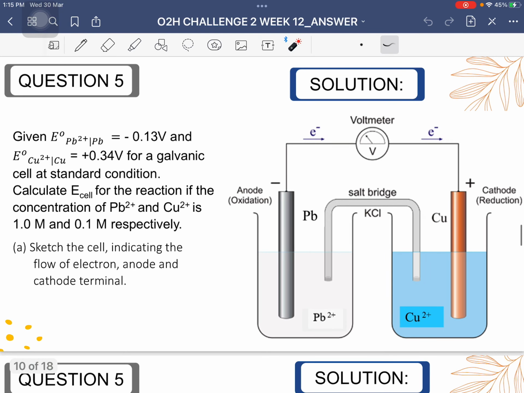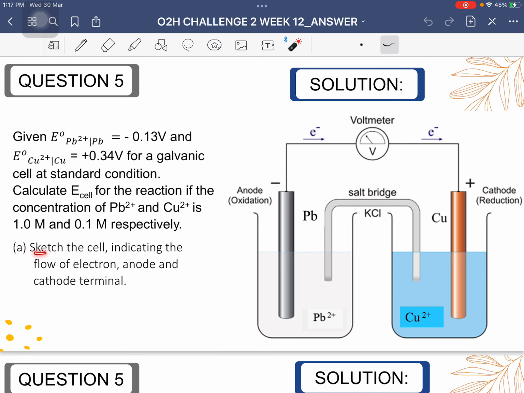Question number 5, look here. You are given the electrode potential for lead, and this is the value of the electrode potential, while copper is positive 0.34. Now for the galvanic cell under standard conditions, we need to calculate the cell potential for the reaction if the concentrations of lead 2 plus and copper 2 plus are 1.0 and 0.1 molar.